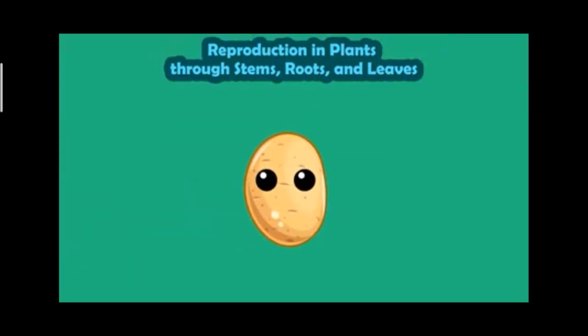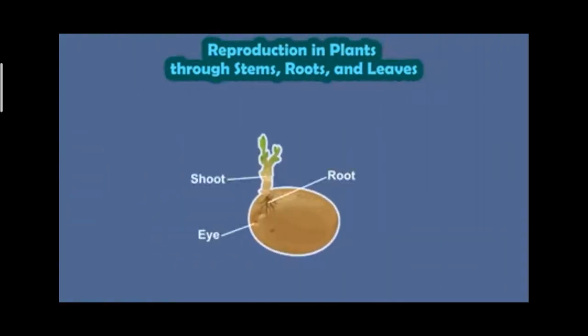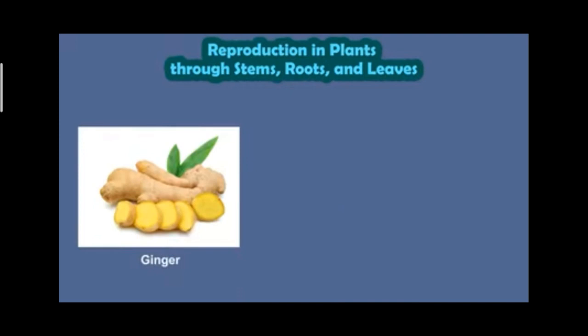Can you locate the eyes of the potato? Potatoes do have eyes, but not like you and me. Their eyes are actually the green bud-like structures that grow into different plants. Potato is actually an underground stem that reproduces only through its stem.